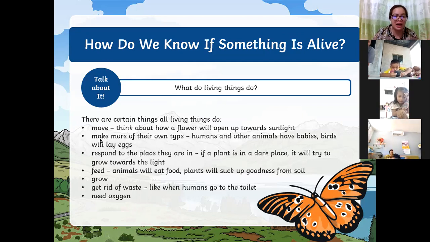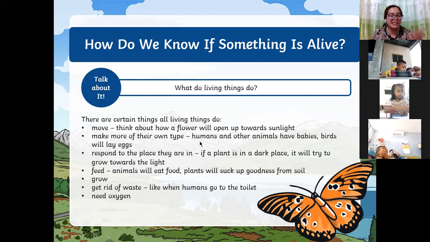So next we have number two. Make more of their own type. Meaning to say it can reproduce or it can have a baby. Humans and other animals have babies. Birds will lay eggs. So all the living things, animals, people, flowers, trees, they can make their own babies. Although it has a different process, it's the same. They can make their own type.